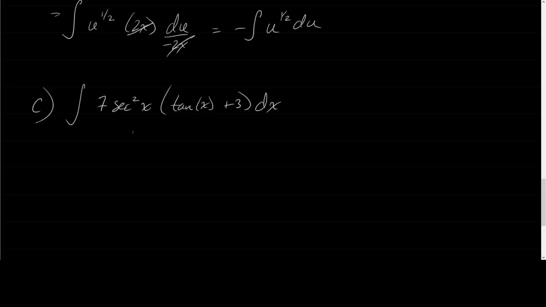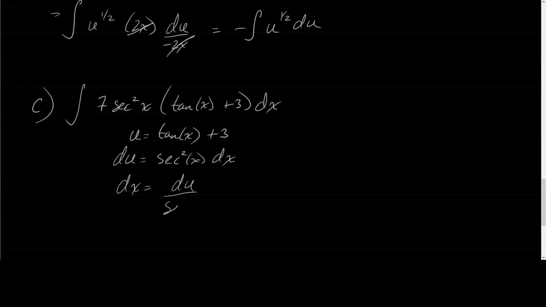So I'm going to start here by saying u is equal to tangent of x. But in fact, I can take this 3 with it. Why can I do that? Well, because the derivative of that, our du, our differential, would just be secant squared of x dx. So in other words, it doesn't affect our du. And now, at this point, I'm going to do this by solving for dx. So I have du over secant squared of x.